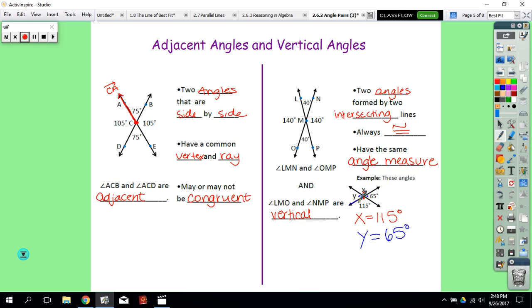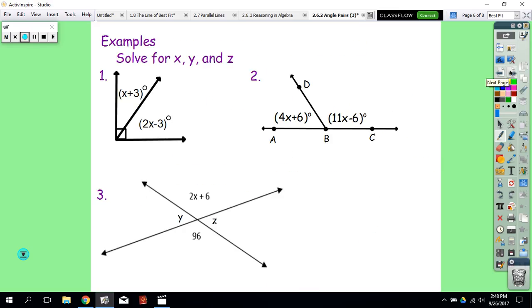And if you look at this too, this is a straight line right here. If we take 65 and 115 and add it together, we would get 180. These two would have to add to 180, and then each one of these two would have to add to 180. They're all supplementary. All right, so here comes the fun stuff.